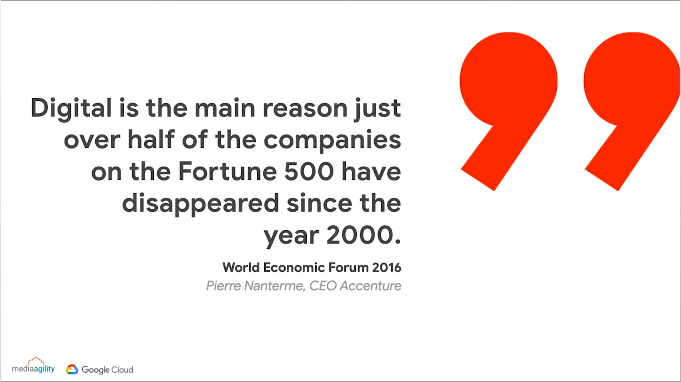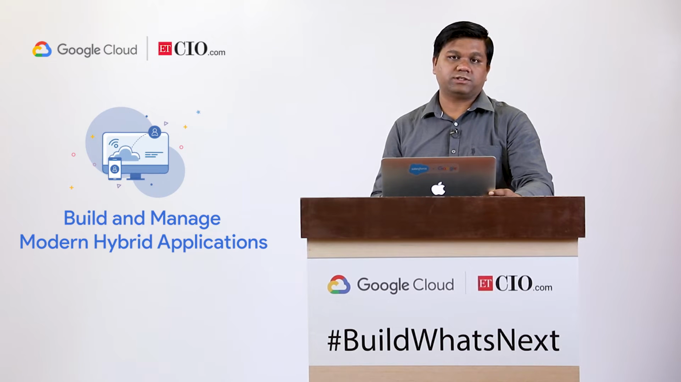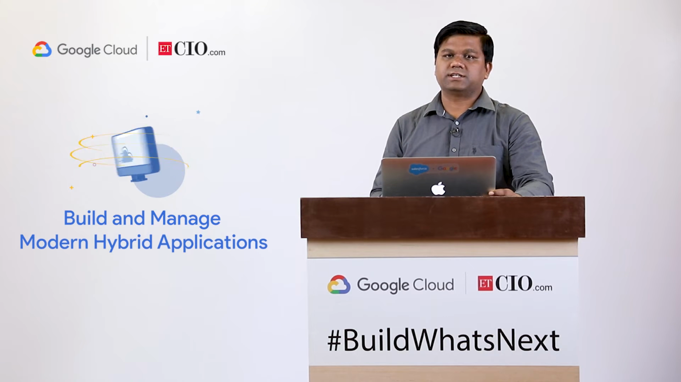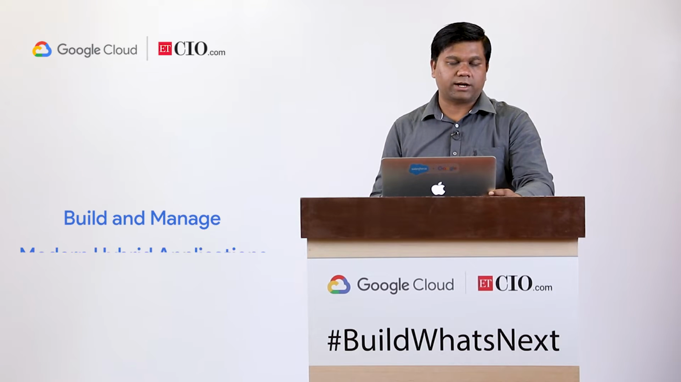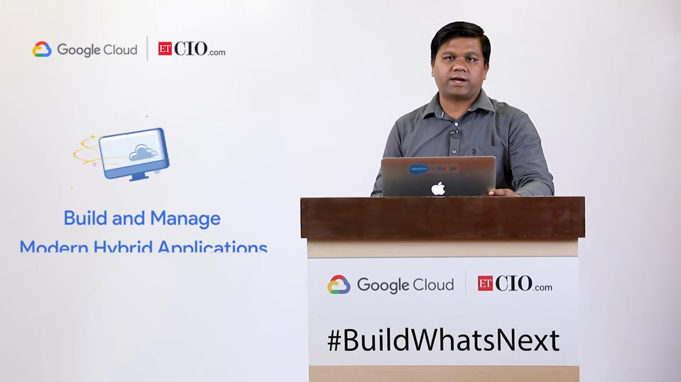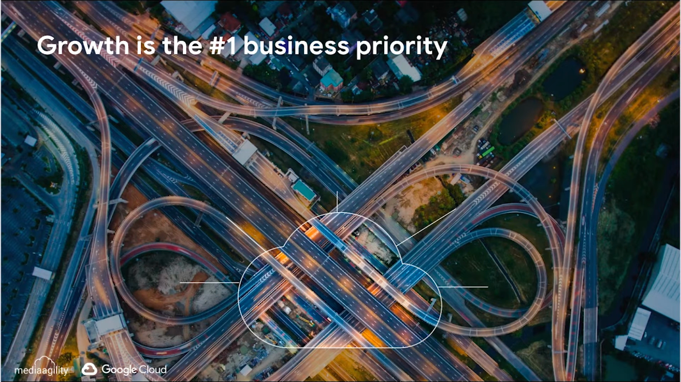Digital is the main reason. Just over half of the companies of the Fortune 500 have disappeared since the year 2000. This is as per the World Economic Forum 2016. And I am pretty sure you all might be noticing all the disruptions going around. It's only the one who is quick enough to innovate who is surviving and thriving fast. Growth is the number one business priority.